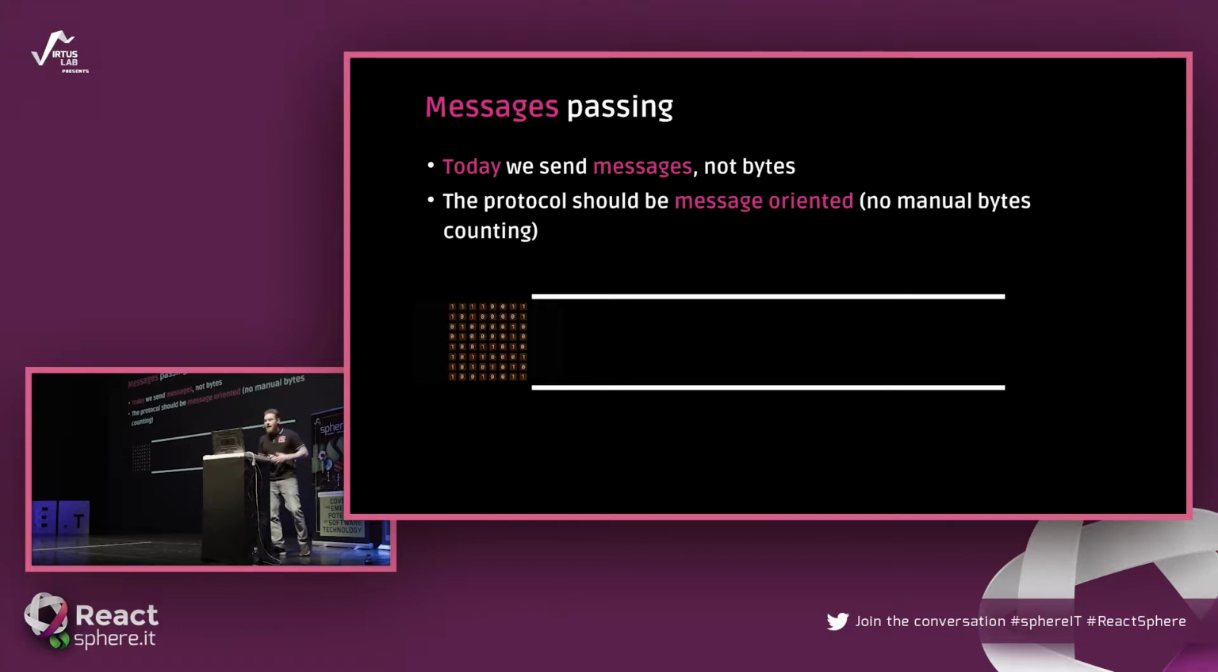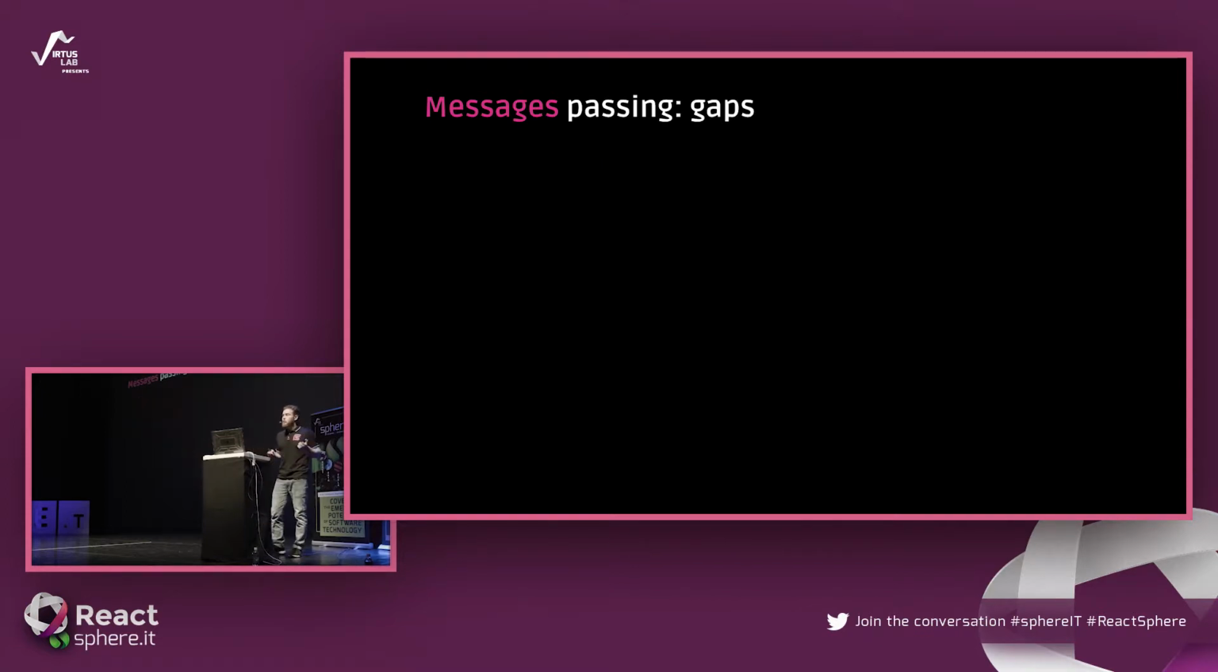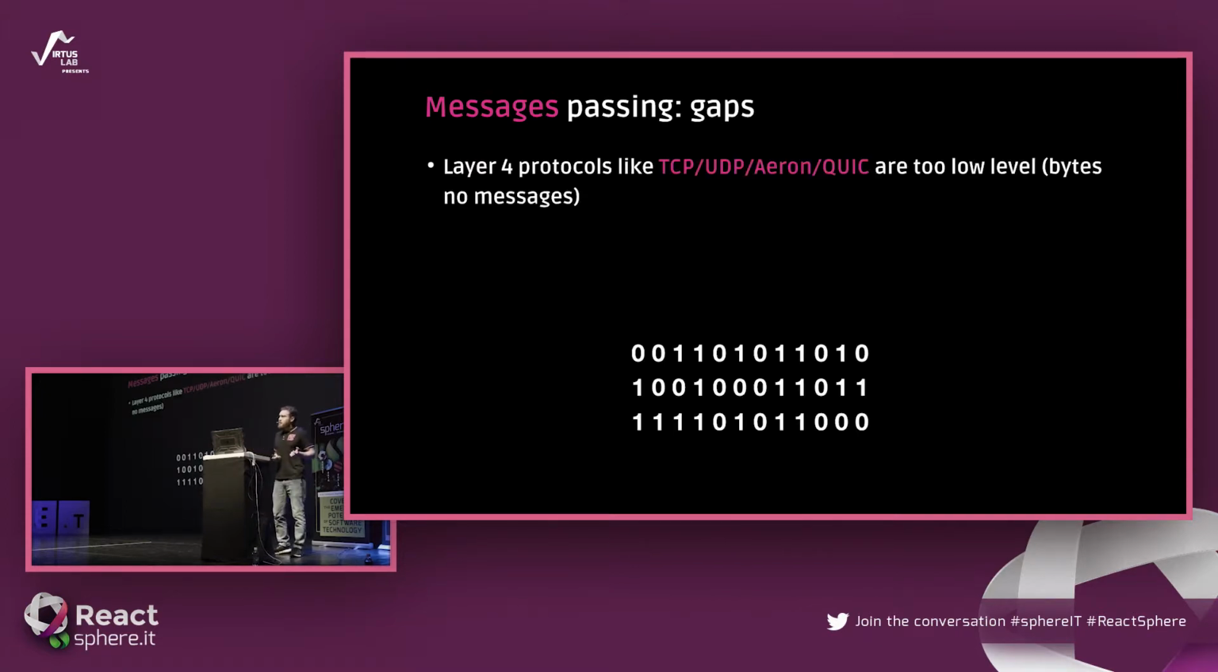So yeah, we have to send a message, encode it to binary format, and then receive the whole payload and decode it back. So where are the gaps here? First of all, layer 4 protocols in the OSI model like TCP, UDP, Aeron, QUIC do not provide that kind of messaging. They provide really low-level access to byte streaming, and so forth and so on.